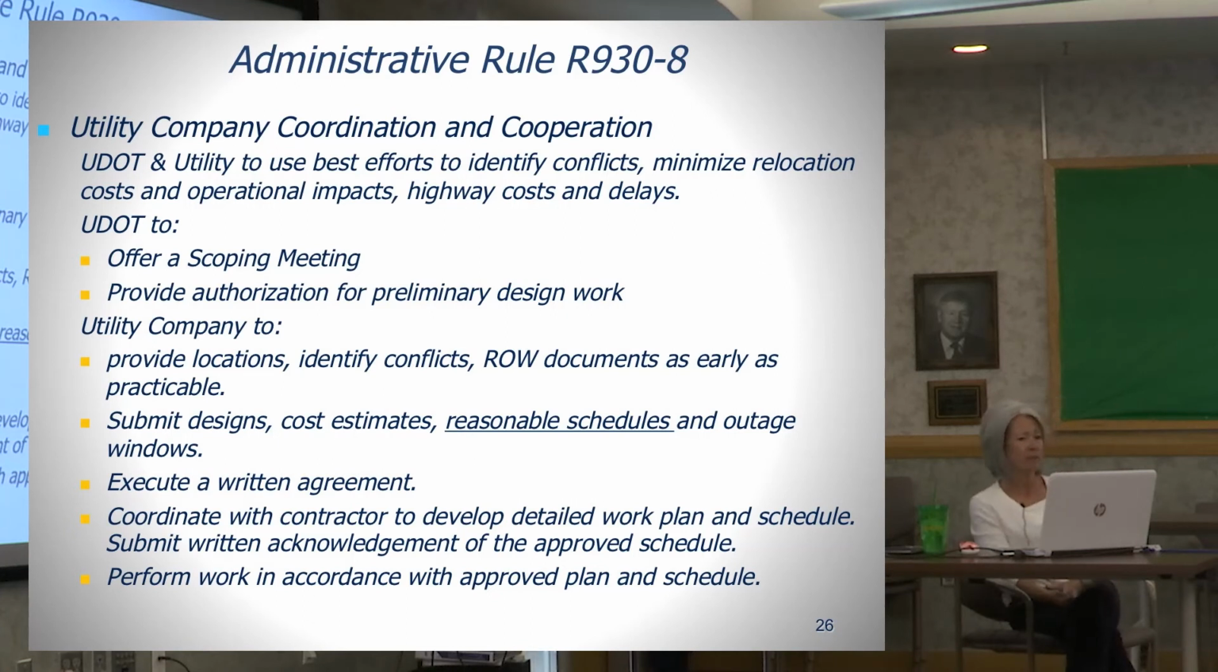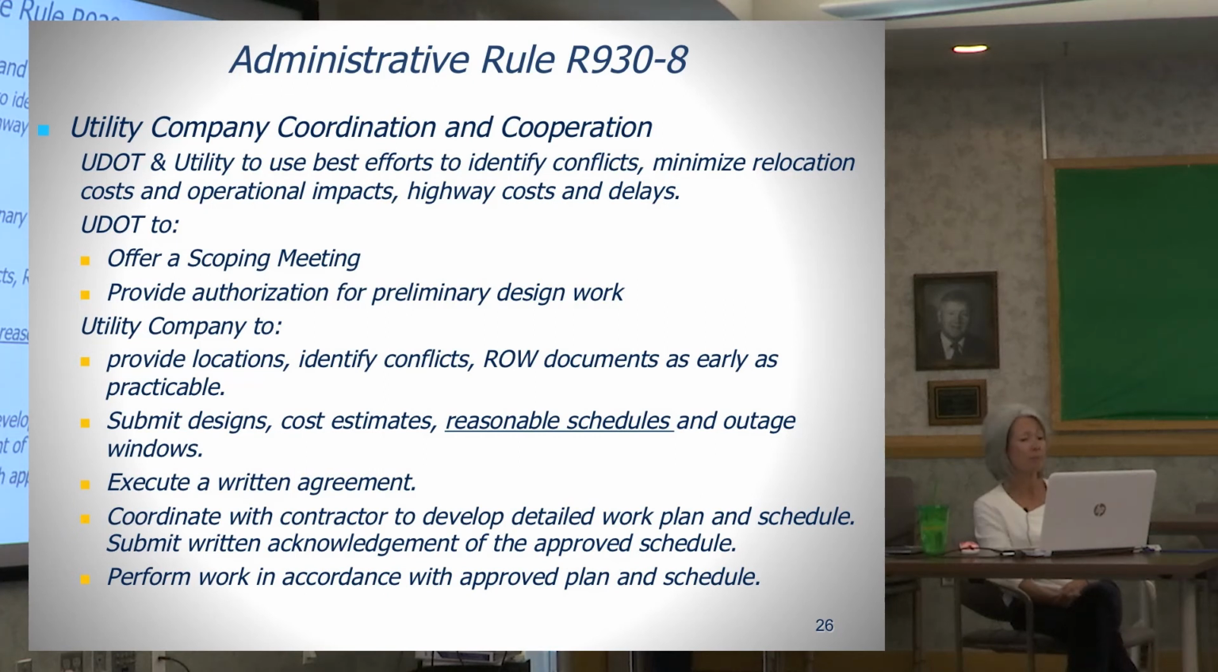In terms of utility company coordination and cooperation, UDOT and utility companies will use their best efforts to identify conflicts, minimize relocation costs and operational impacts, as well as highway costs and delays. UDOT is required to offer a scoping meeting to the utility companies and provide authorization for design engineering work. I think we pretty much do that already. So that's what our minimum requirements are.